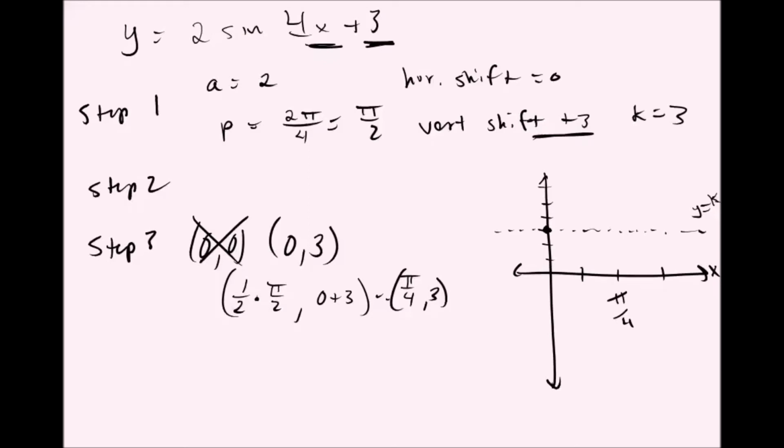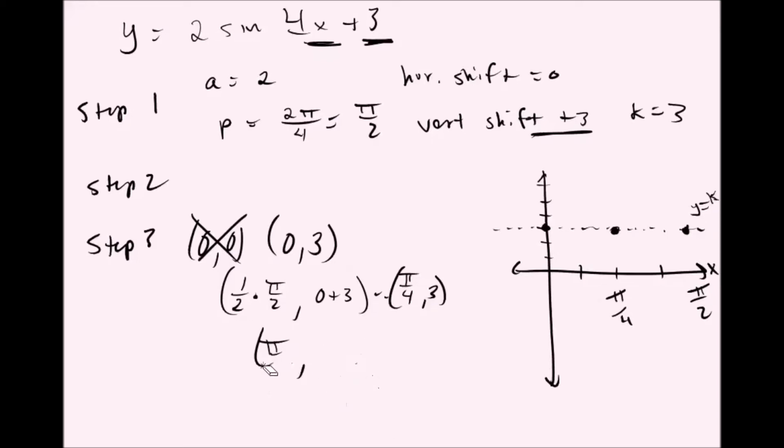Pi over 4, 3. The third x-intercept is going to be the period, so it's just going to be pi over 2, 0 plus 3, because remember, everything is moved up 3 on the y-axis. So pi over 2 and 3. Those are going to be the 3 x-intercepts, and we found 3 x-intercepts because this is a sine graph.